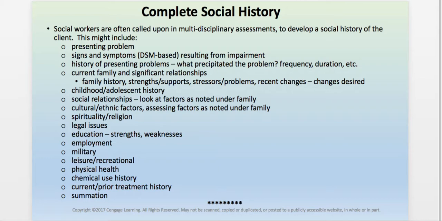And again, I say be complete but concise. There are a lot of areas to cover here. When you start writing about them, though, it isn't quite as much as it may seem.